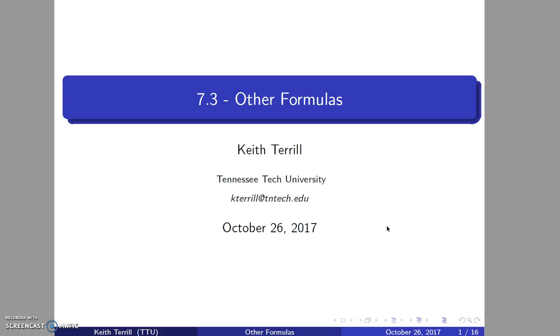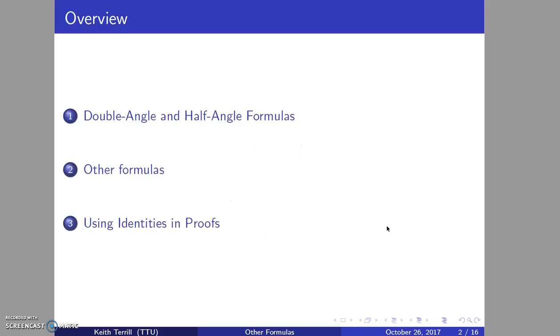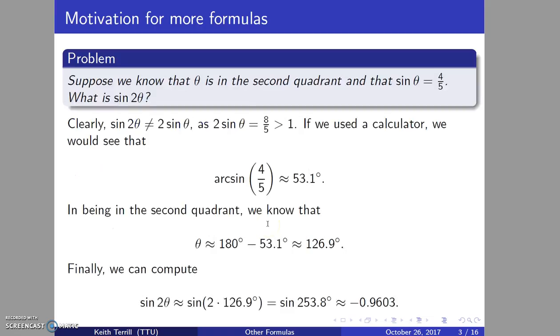Remember, we have Pythagorean identities, cofunction identities, sum and difference formulas, and going forward we're going to add on even more. First, in this video, we're going to look at adding on double angle and half angle formulas. In the next, we're just going to throw even more into the mix. And then finally, we will start using those identities to prove things. So let's get going here.